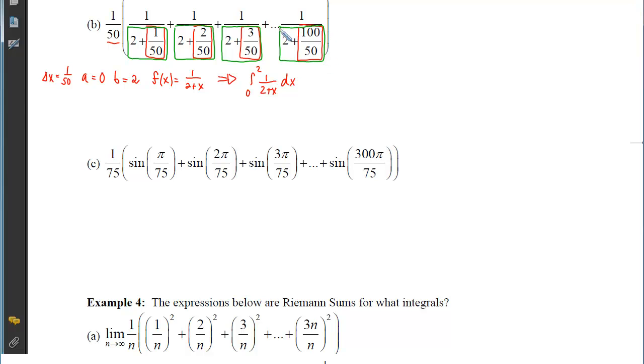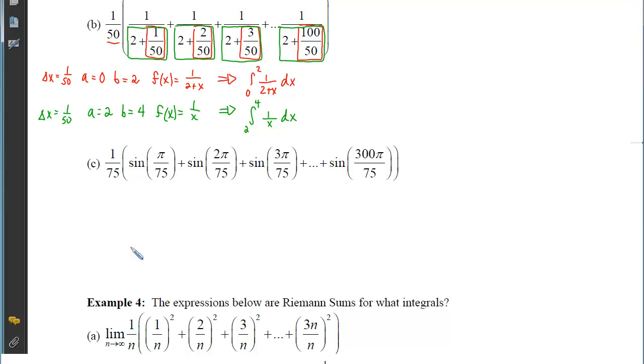So in this case, I have delta x is still 1/50th. Only now my a is this entire thing minus 1/50th, which will give me 2. And b will be 2 plus 2, which is 4. And my function will now be replacing the input with an x, so that's a 1/x. Notice that graphically, I will be getting the same area. I have just shifted the graph 2 units from where it started. So let's try the next one.